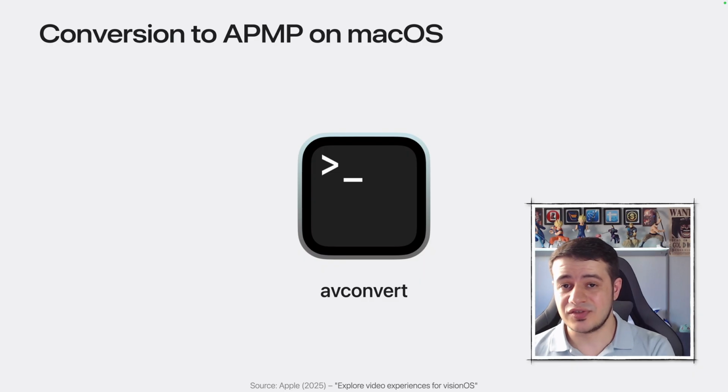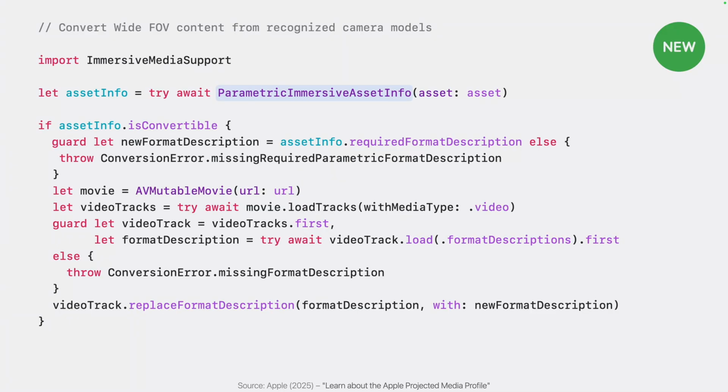So if you want to prepare your content up front, you can use the tool AVConvert on macOS Tahoe. You have to be on macOS 26 to use this AVConvert feature, but then you can convert up front. Or what you can also do is, in your app, when you open a file that is not in APMP yet, you can tell your app this is this APMP kind of format, and we'll try to do the playback live. At least that's what I understood.